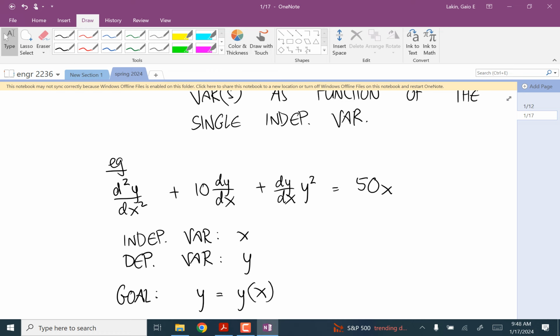Yeah, it's supposed to look hard, but you're supposed to be able to say, okay, I can identify that there's one independent variable. That means this is an ordinary differential equation. And so if I'm going to look at techniques for solving it, I'm going to be thinking of ordinary differential equations.